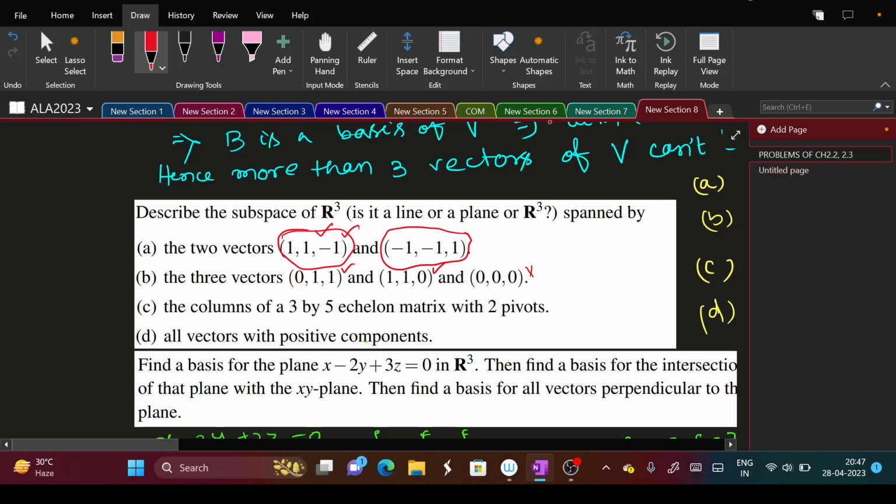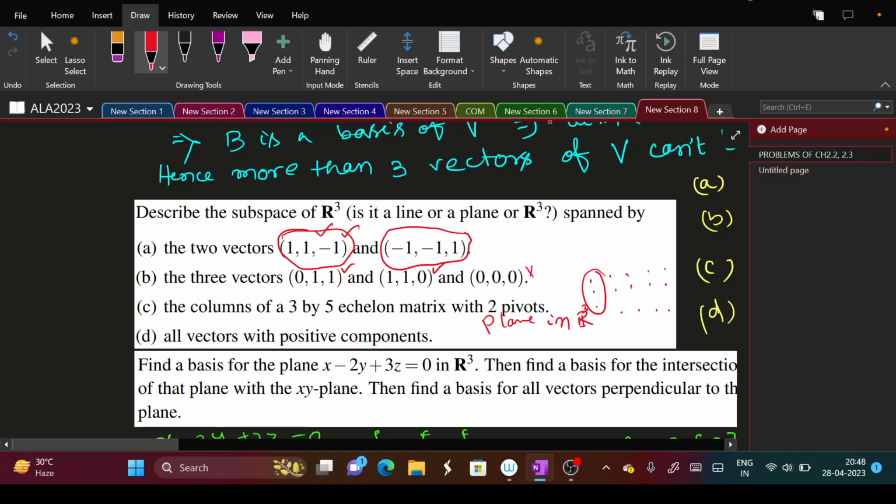Next is the columns of a 3 by 5 echelon matrix with 2 pivots. As 2 pivots are there, it means the number of linearly independent vectors is 2. So 2 linearly independent vectors, 3 by 5. So how many components are there in a column? It is 3. So what will it give me? It will be giving me a plane in R^3.